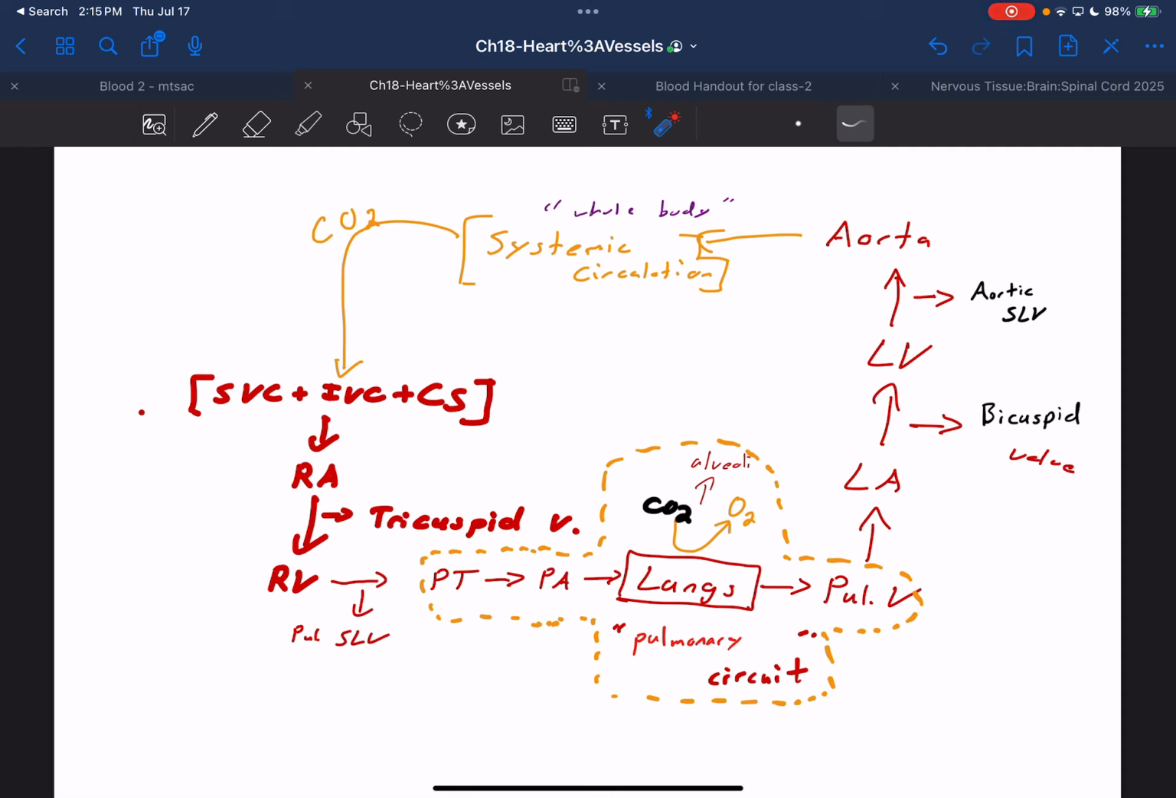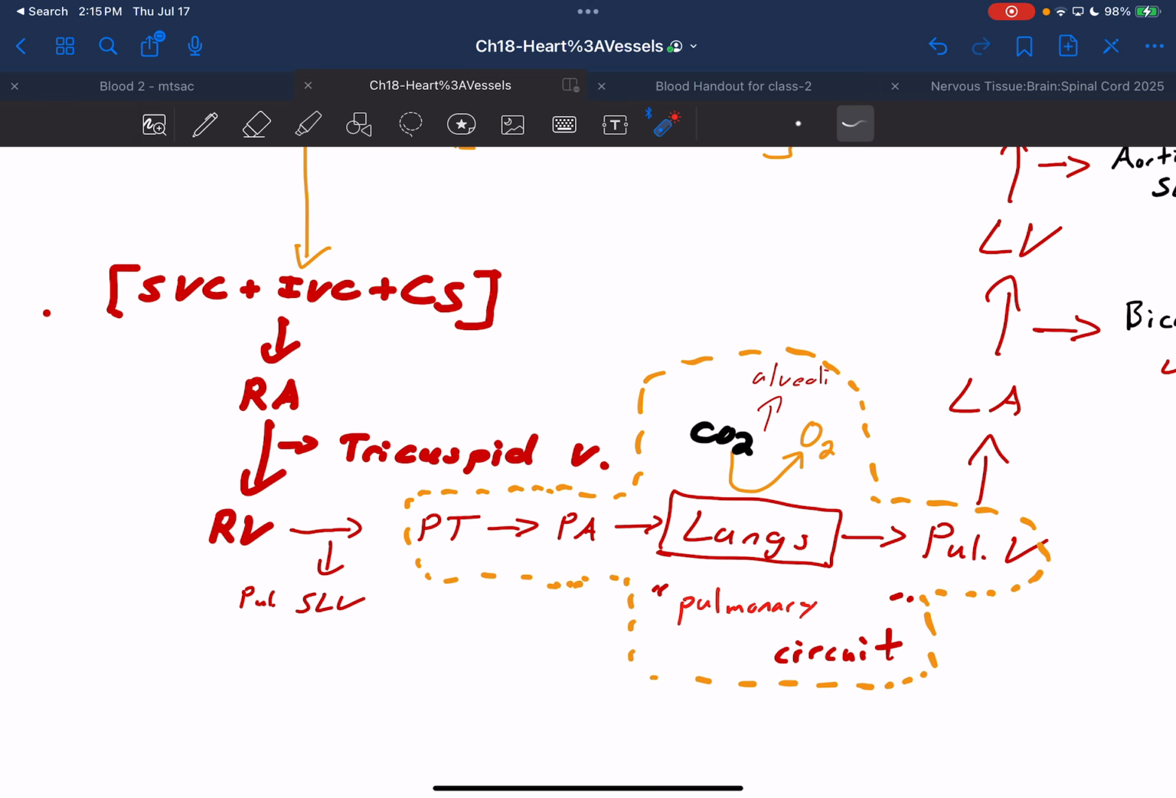All right, so you can see this is where we start. Superior vena cava, inferior vena cava, coronary sinus. Blood flows into the right atria, goes through the tricuspid valve, goes to the right ventricle, then it goes through the pulmonary semilunar valve, or just pulmonary valve. And then it goes into the respiratory system. It goes into the lungs.